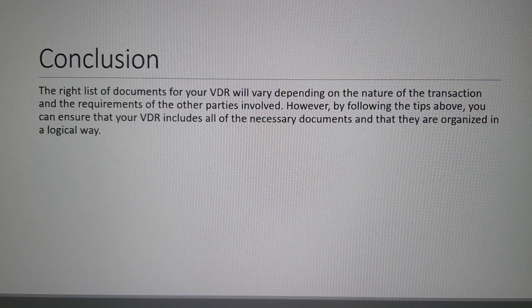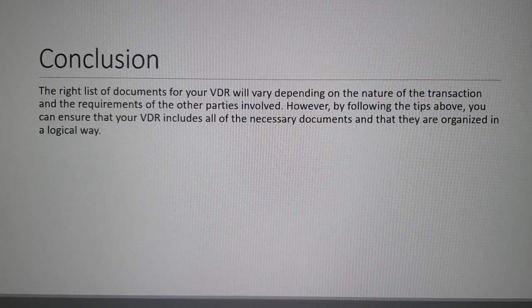Conclusion. The right list of documents for your VDR will vary depending on the nature of the transaction and the requirements of the other parties involved. However, with the tips above, you can ensure that your VDR includes all the necessary documents and that they are organized in a logical way.